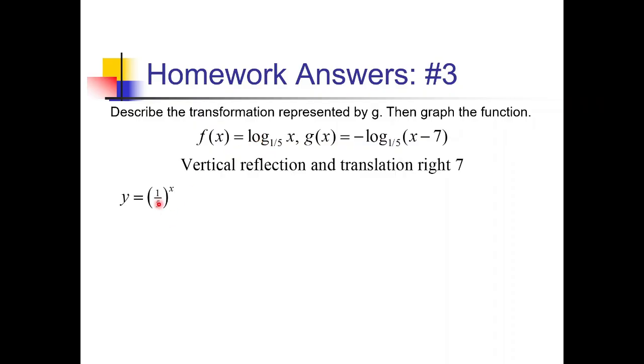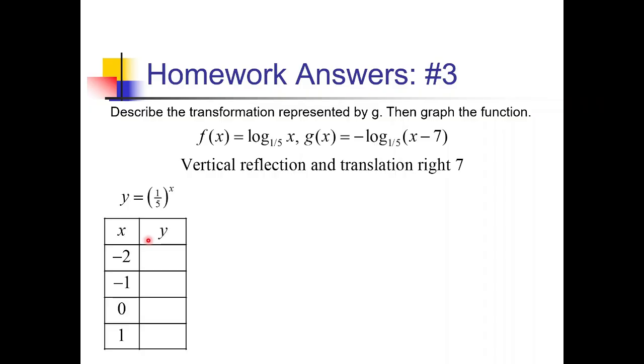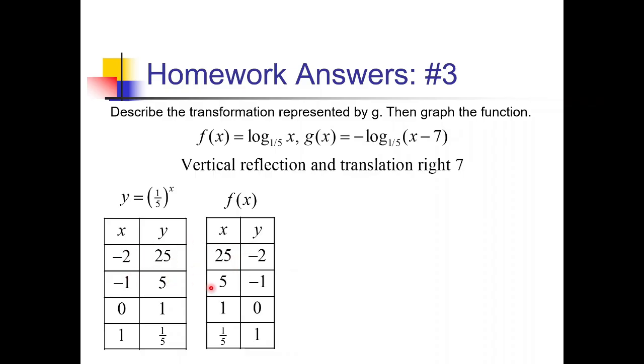So we've got a decay function. I'm going to start with -2 and go to 1 for my x values. So we have 1/5 to the -2. That's going to be 5/1 to the +2, or 25. 1/5 to the -1 is just 5. Raising it to the 0 gives us 1. And 1/5 to the 1 is just 1/5. Now I'm going to switch all the x and y values to get the inverse of this for log base 1/5 of x. So I'm going to have 25 and -2, and then 5 and -1, 1 and 0, and 1/5 and 1.